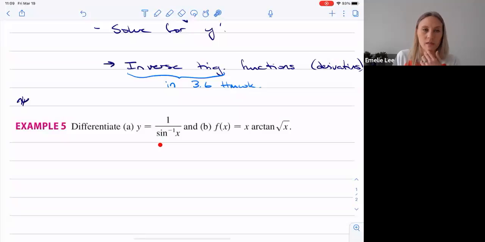So first we want to differentiate y equals 1 over the sine inverse of x. Good thing we have those derivatives laid out already. And then we want to find the derivative of x times arctan, which is tan inverse, right? Arctan of root x. So we'll start with a, of course.